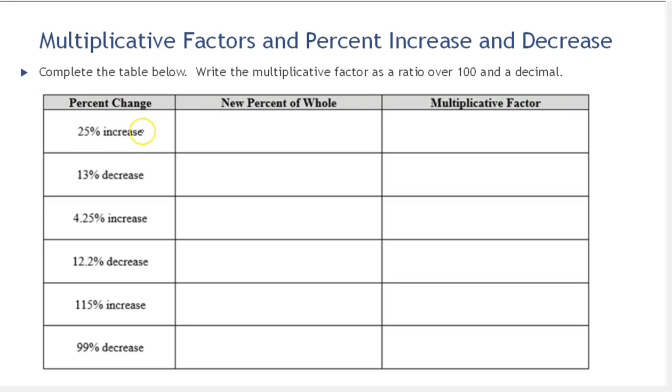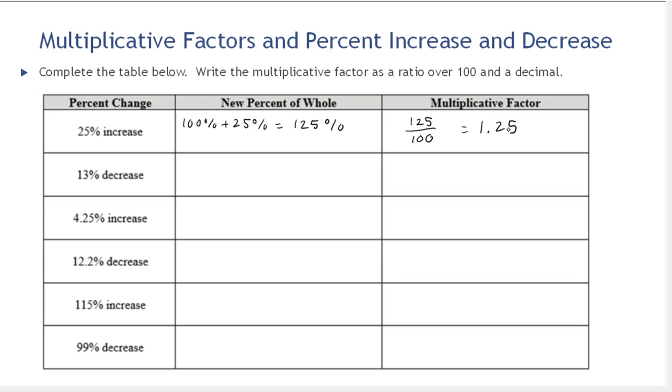So a 25% increase would mean that we take our 100% and we'd add on 25%. So our new percent of a whole would be 125% if we have a 25% increase. As a multiplicative factor, we'll write this as a ratio. So that's 125% or 125 over 100. And as a decimal, this is equal to 1.25.